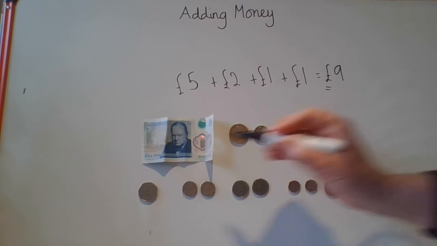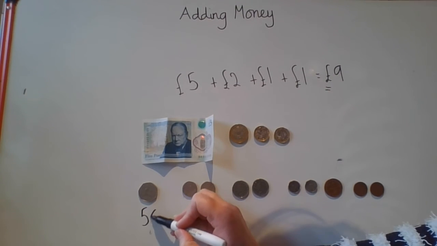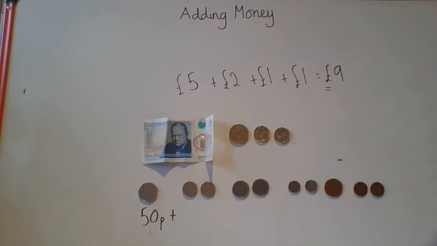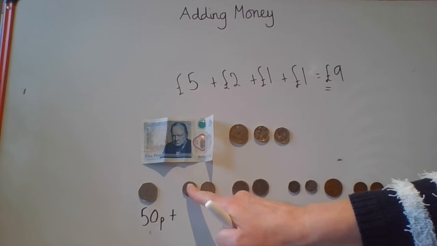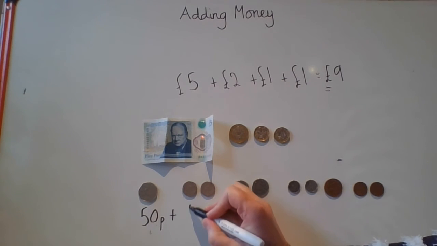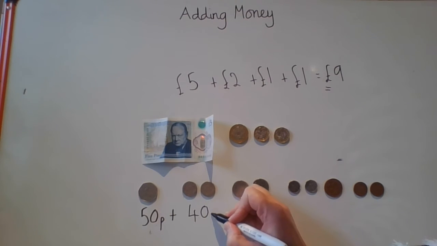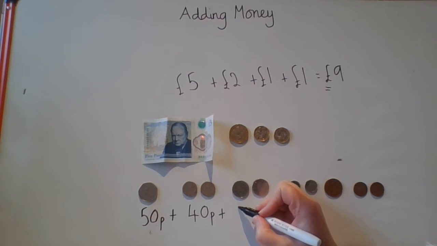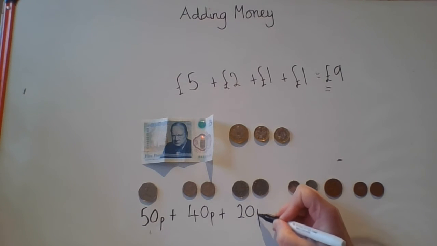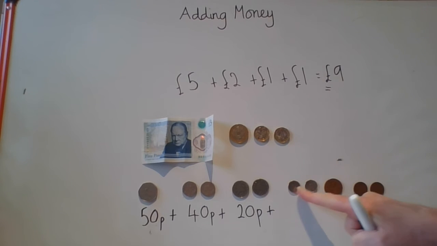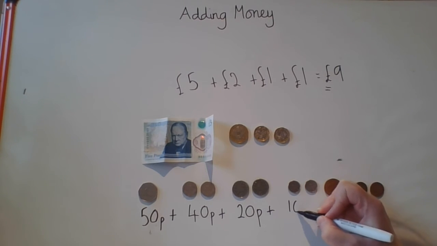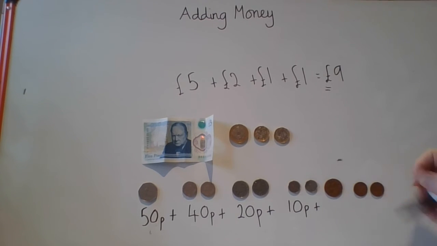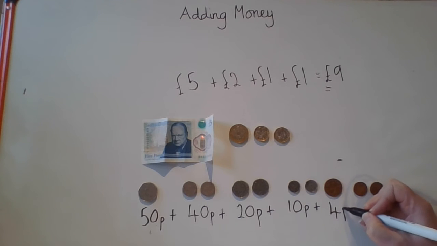So to start, we have 50 pence, and before I add the next amount on, I'm going to add these together. So I've got 20 pence and 20 pence, which is 40 pence. I have 10 pence and 10 pence, which is 20 pence. I have two 5s, which means I've got 10 pence, and then I've got a 2 pence and two 1 pennies, which means I've got 4 pence there.